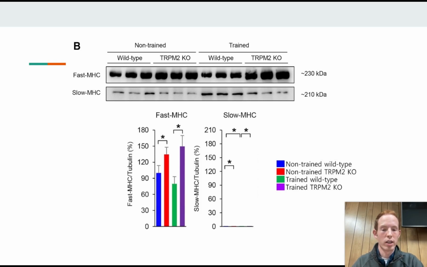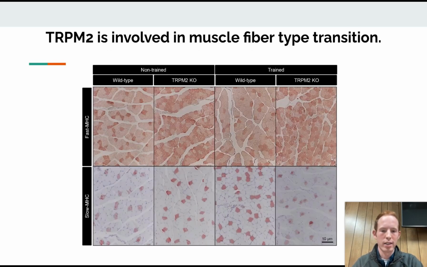Looking at slow twitch, though, we can see where the difference lies. Our non-trained wild type before training were around 100%, but after training, they increased almost to 200%, meaning they almost doubled the amount of slow twitch fibers they had. Whereas our knockout, we see just barely an increase, which probably comes down to human error and means that we're really not gaining slow twitch fibers among the knockout mice.